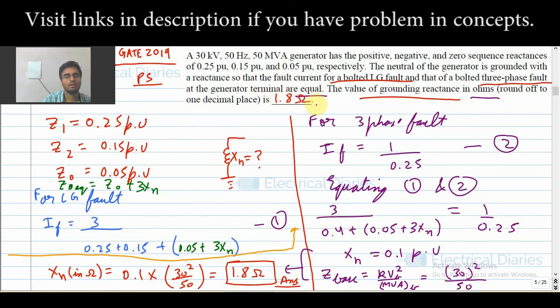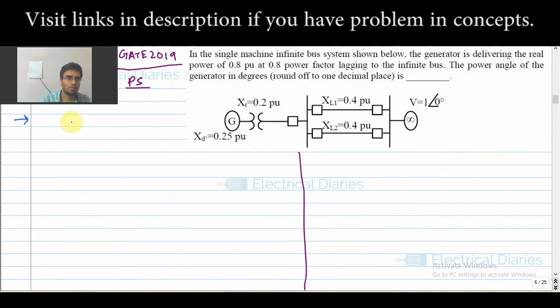Okay, so generally in fault questions, if you remember the formulas, then it is much better. So that is how this question is solved. Okay, so GATE 2019 power system. See this question. In a single machine infinite bus system. Okay, so this is the infinite bus system.